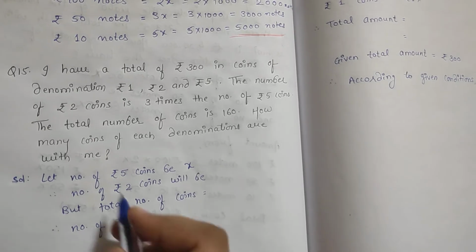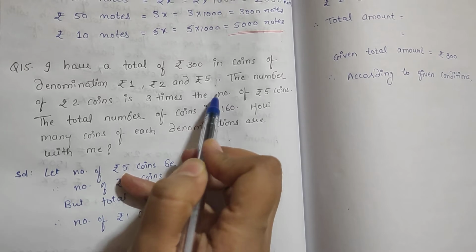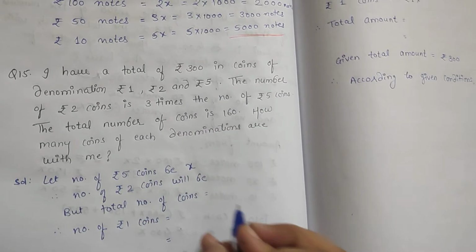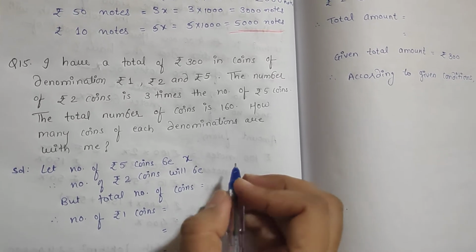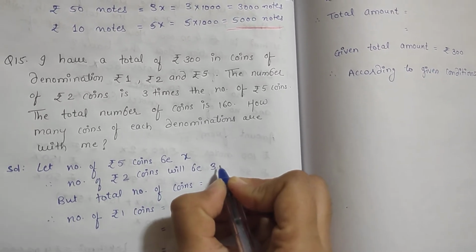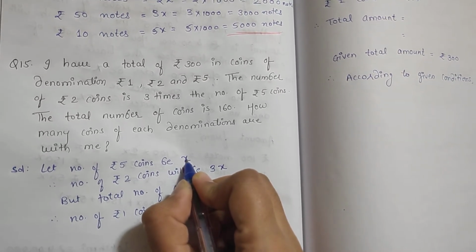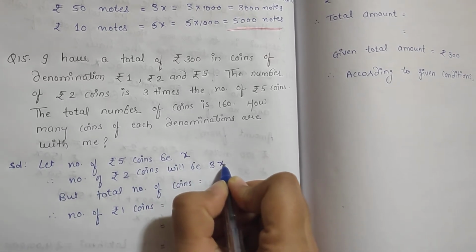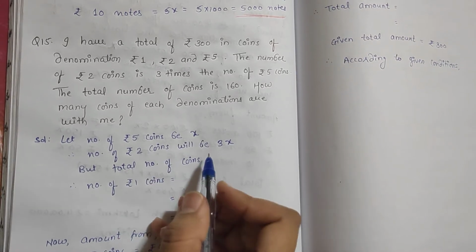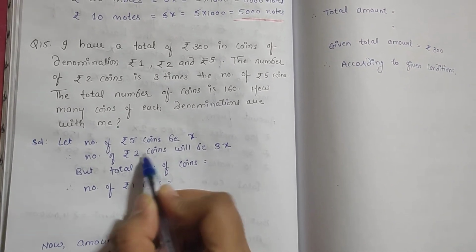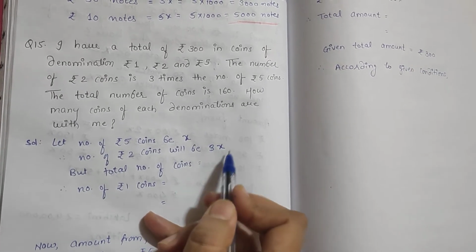According to the given condition, the number of rupees 2 coins will be 3 times the number of rupees 5 coins. As already I have told you, whenever they are talking about times, we have to multiply. So it is 3 into the number of rupees 5 coins. How many 5 rupee coins are there? We have taken x, so it will be 3 into x, or simply 3x. So it is the number of rupees 2 coins. Now we have represented rupees 2 coins in terms of 5 rupee coins. So it will be 3x. I hope this part is clear.